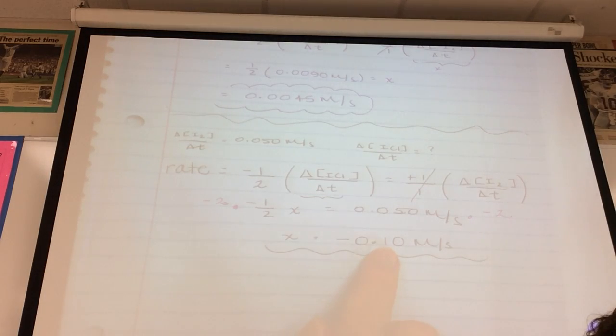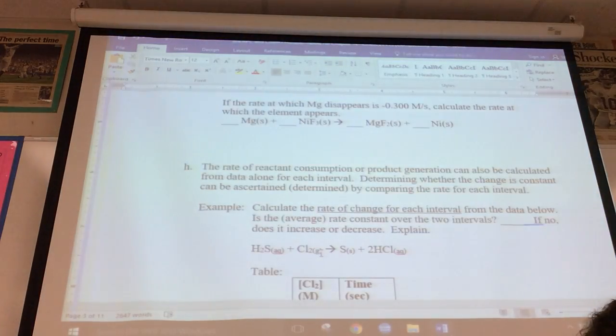So that's the rate of disappearance here. Not so bad. Is it so bad? Come on, you love it. I'll let you try one. Try the one at the top of the screen. I'll do it too. If the rate at which magnesium disappears is negative 0.300 molar per sec, calculate the rate at which the element appears. Don't forget to balance the equation.